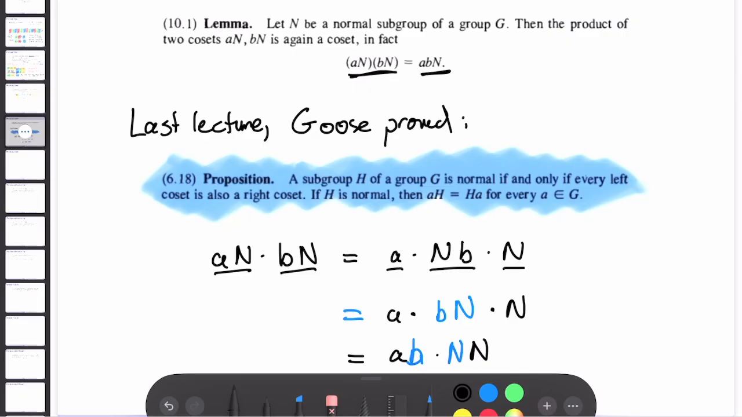We just have too many n's here, but remember that N is a subgroup, and so that means it's closed under multiplication. If I take any two elements in N and multiply them together, I get something else in N. And conversely, I can write anything in N as a product of two elements in N. So we'll just leave it like that. Okay, and we're done.